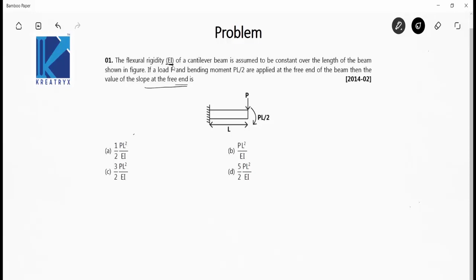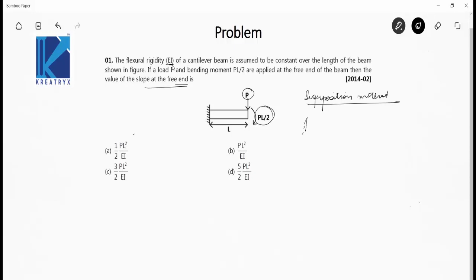Okay, so we can solve this by superposition method. What is that? I can find the individual slopes by this load first, and then by the moment that has been applied at the free end, and then we can add both of them.